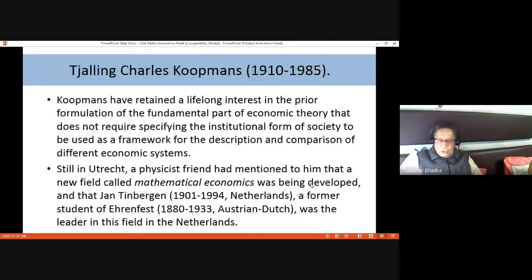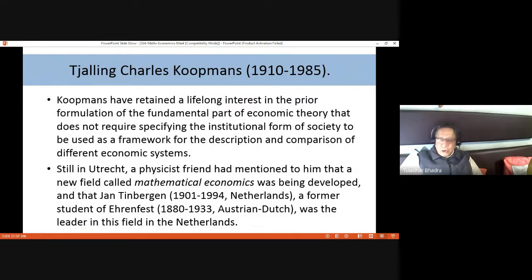I have also studied Karl Marx, Capital. Man has gained a lifelong interest in the prior formation of the fundamental parts of economic theory that doesn't require specifying the institutional form of society to be used as a framework for the system.